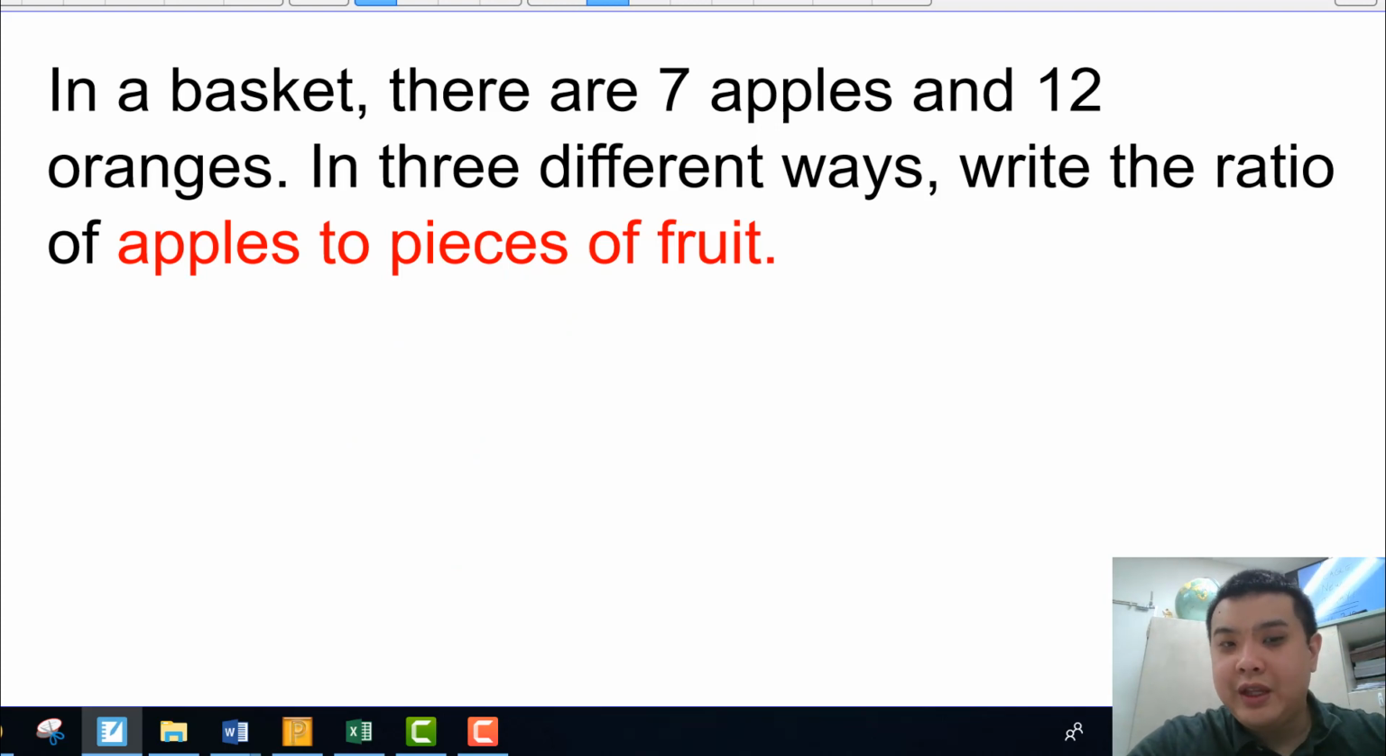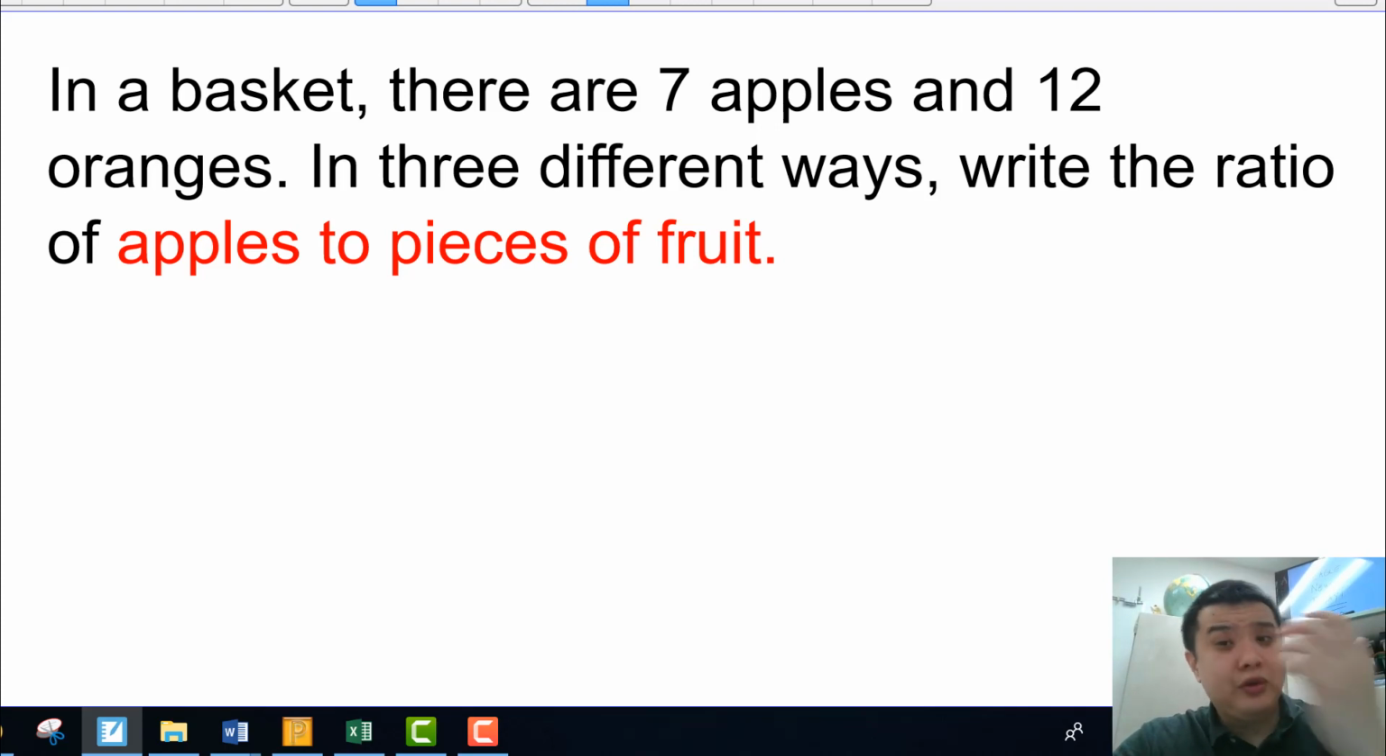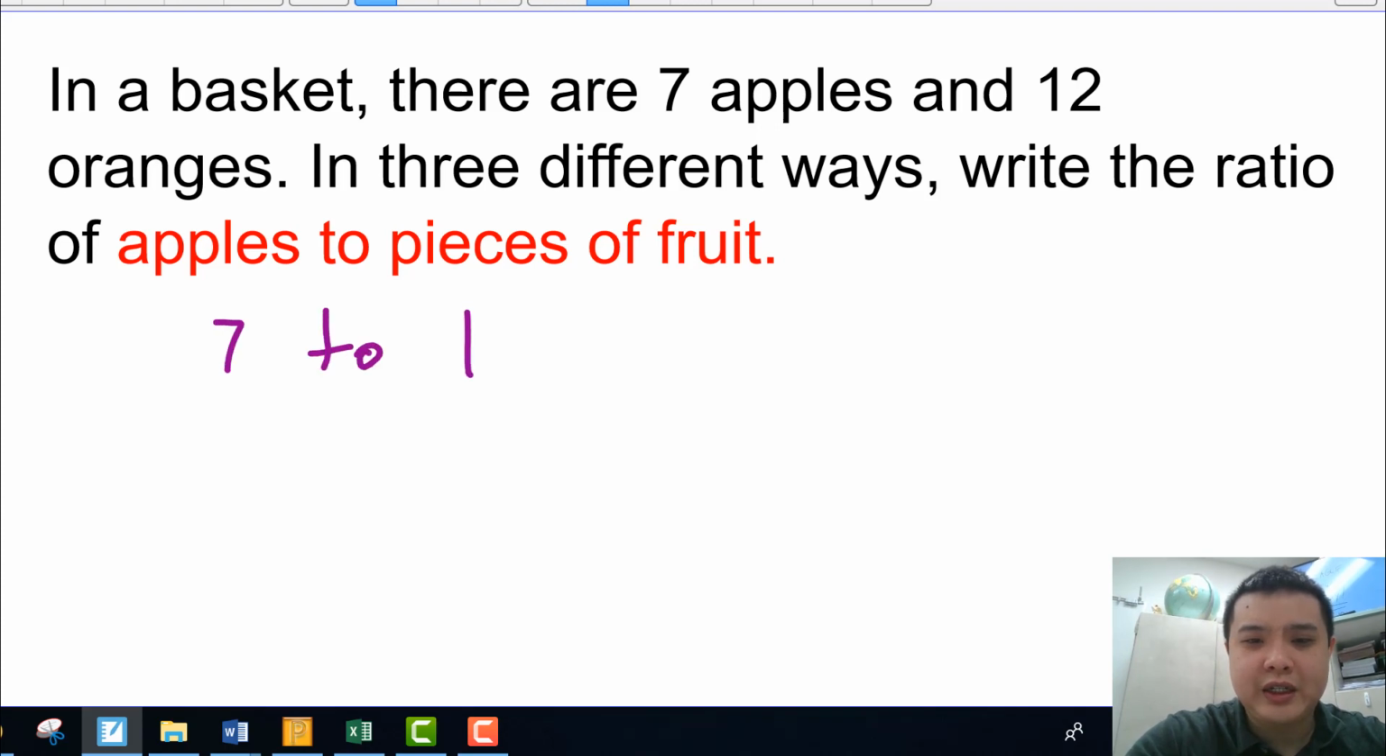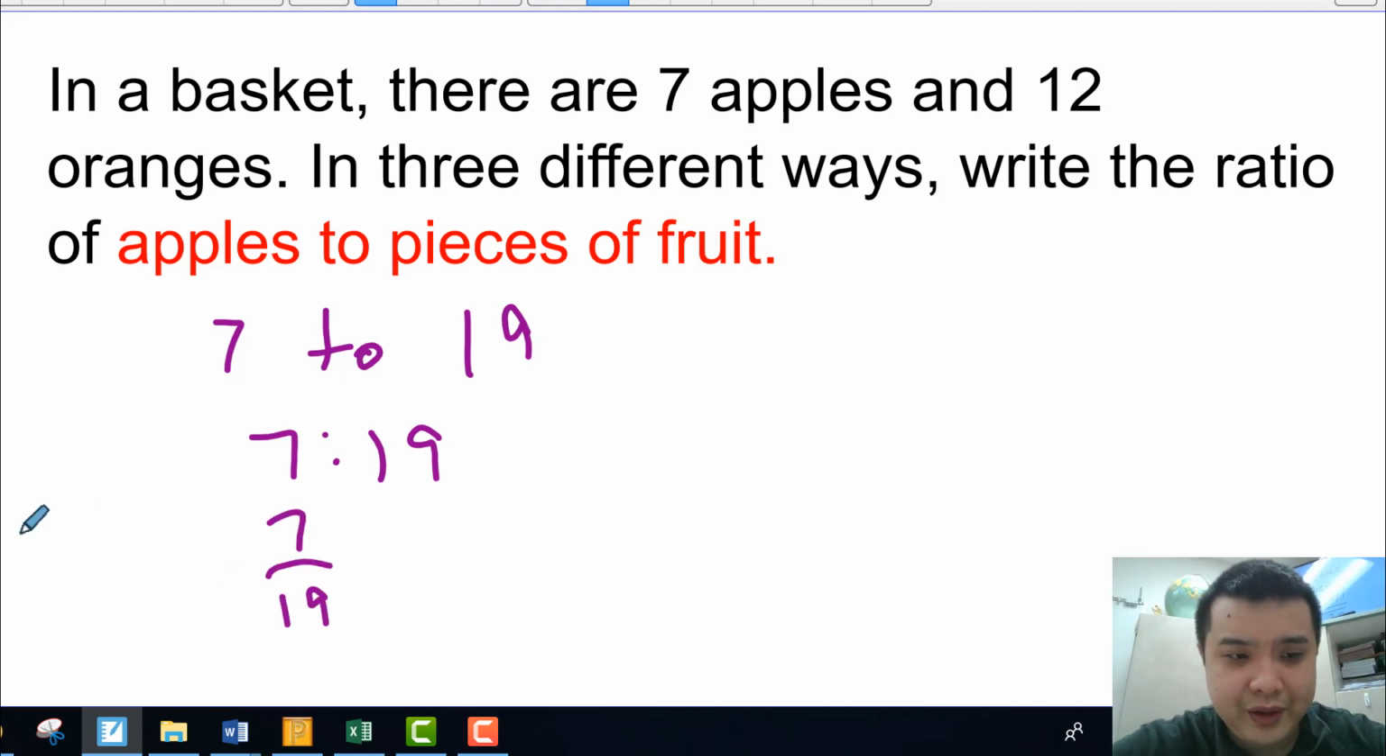Here it asks us to do the same thing, except in 3 different ways, write the ratio of apples to pieces of fruit. Even though apples is part of the entire fruit part, we still count the 7 apples when we're talking about pieces of fruit. So there are a total of 7 plus 12, which is 19 pieces of fruit. So we have 7 apples to 19 pieces of fruit, or 7 to 19, or finally 7 to 19. All 3 different ways. Okay?